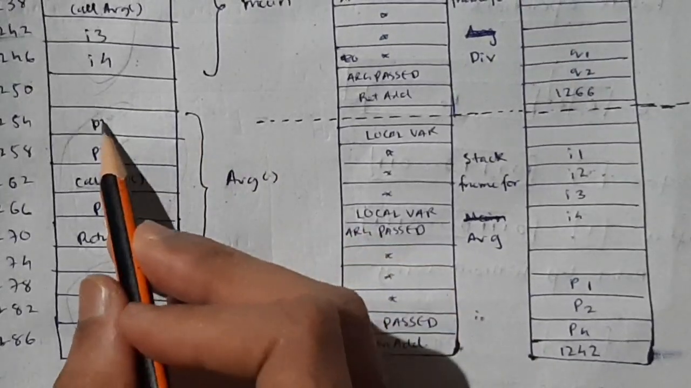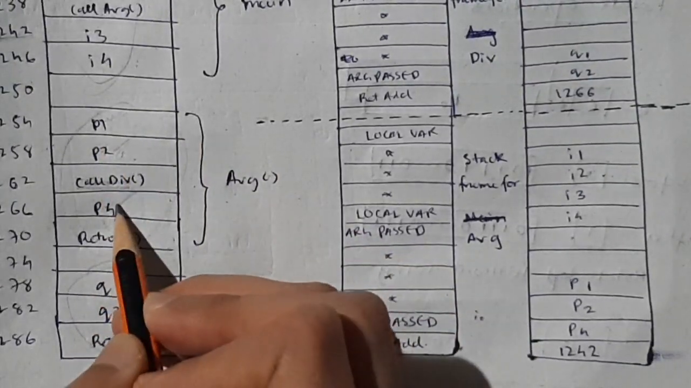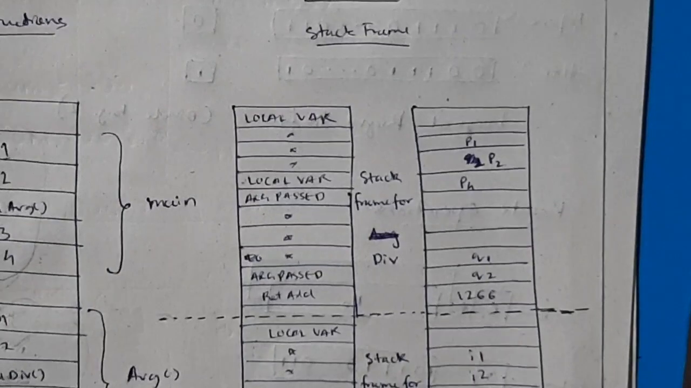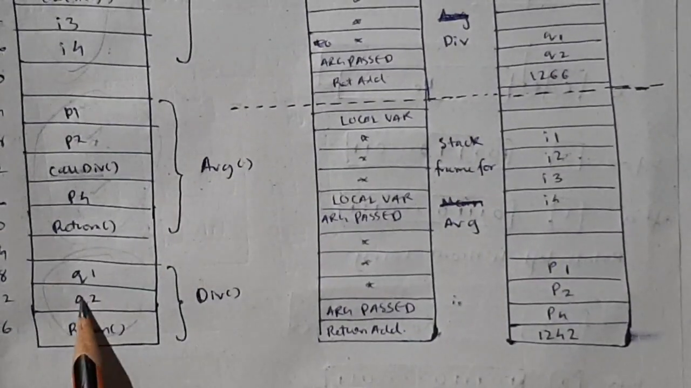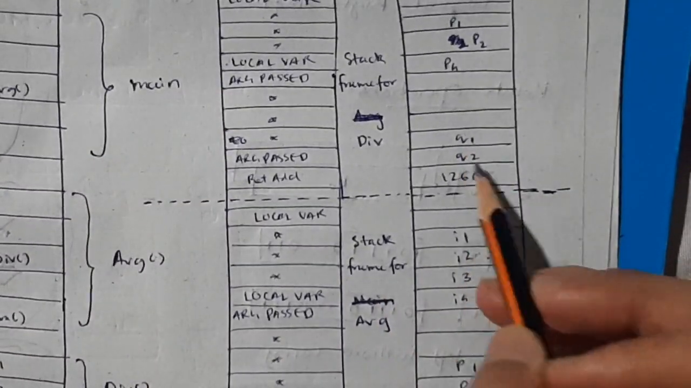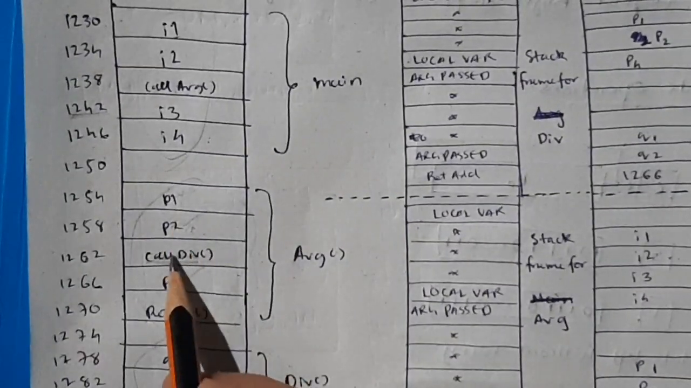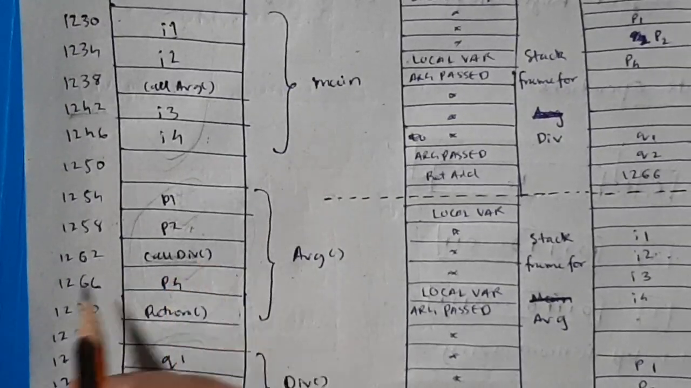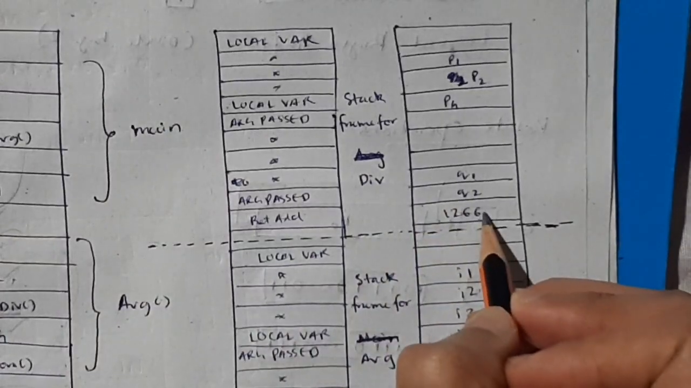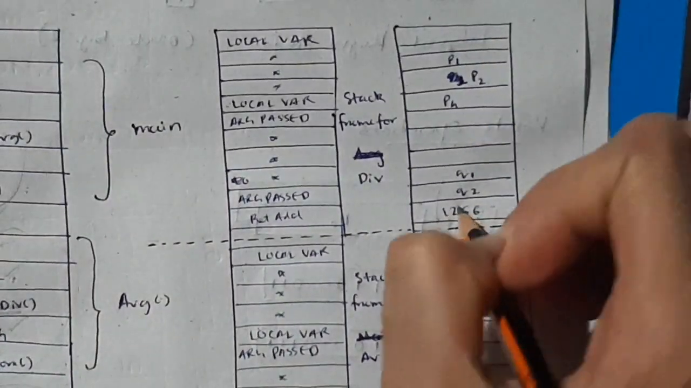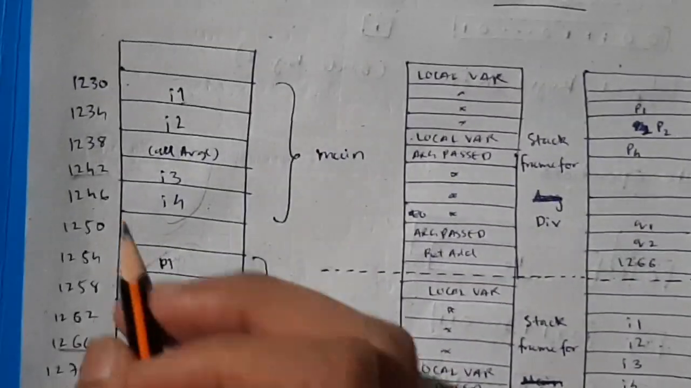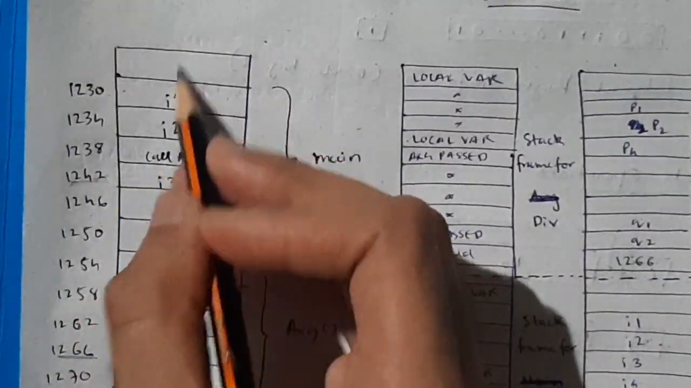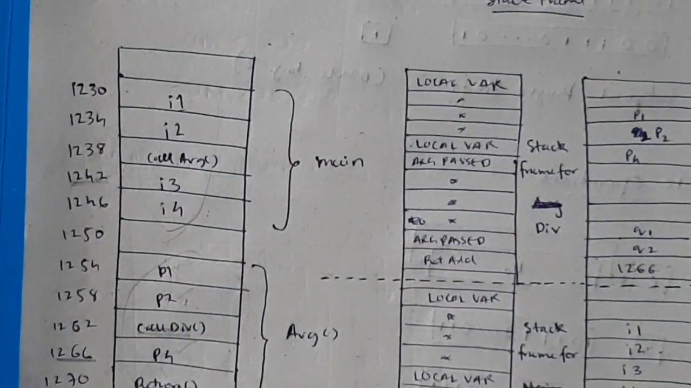In this main function the local variables are p1, p2 and p4. So in this stack the local variables are p1, p2 and p4, and the arguments passed are q1 and q2. After this gets executed, meaning call division gets over, it should start the execution from 1266, right? So that will be stored in the return address here, 1266. When this gets over, this will be executed, and when this gets over, at 1242 the execution will begin again from here. So that's the stack frame operation.